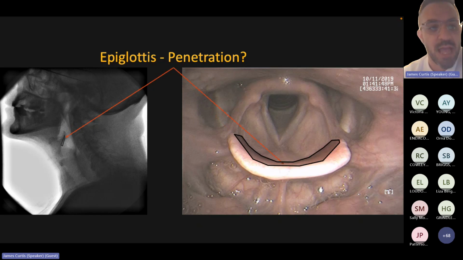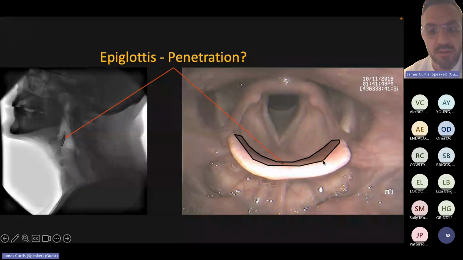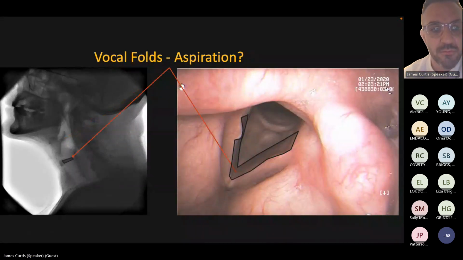We go a little bit lower down. Still, we're on the epiglottis here. And I think probably most clinicians still, if they saw residue right there, wouldn't say that's penetration. Again, many clinicians historically might have considered that penetration.